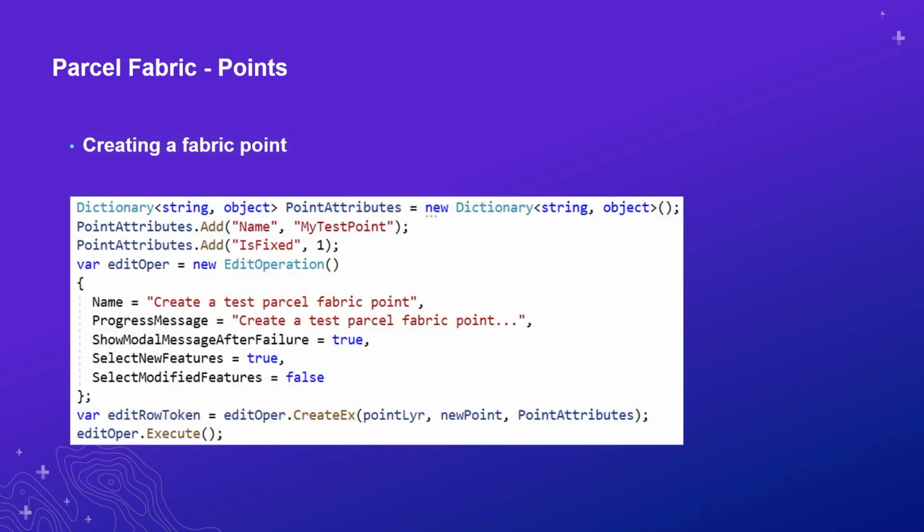So here's an example of creating a fabric point that is a control point. You can see that we've already created a new point geometry in this case, and now we're just going ahead and adding the name for the control point. We don't have to test for the existence of those fields because we have a predefined model. We know that the name field exists, and we know that the isFixed field exists. And we're setting the fixed field to 1, meaning true, so we're saying that this is a fixed point, meaning a control point. And then we run execute on that edit operation to create the point.